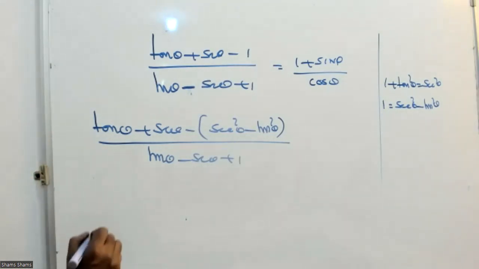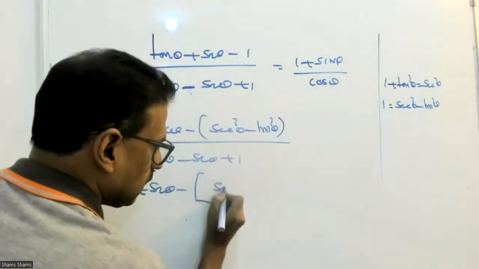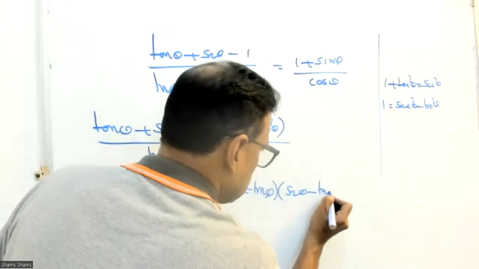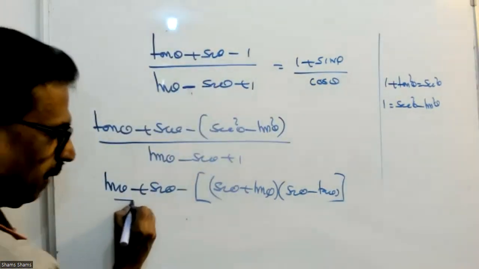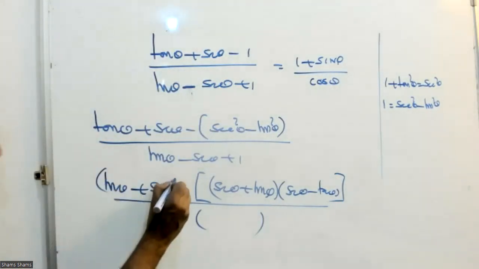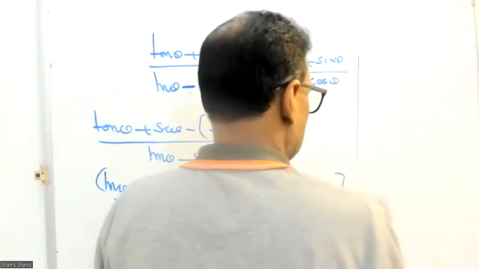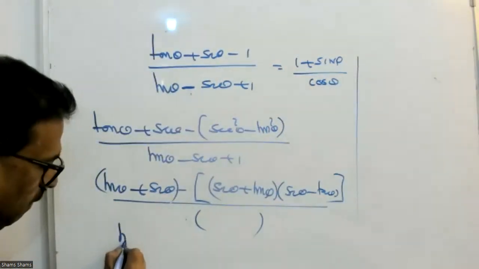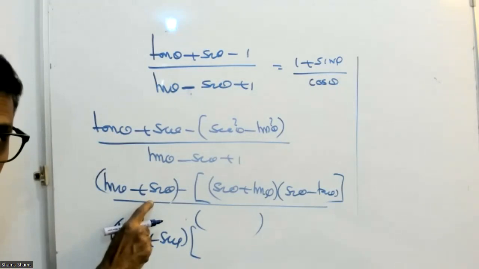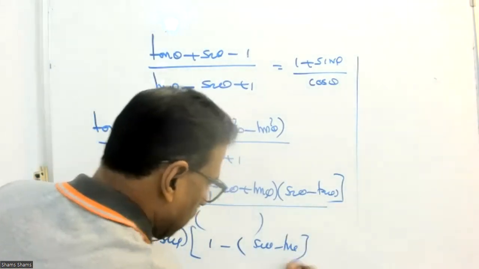Then tan theta plus sec theta minus open sec theta plus tan theta into sec theta minus tan theta, divided by same, no change. After that, this one is common, so we can take it outside. Tan theta plus sec theta, I took outside. Balance one. Here one, 1 minus of sec theta minus tan theta, divided by same. Correct?